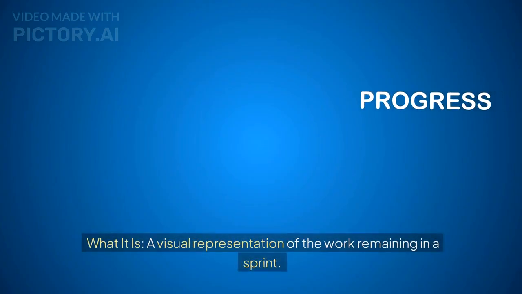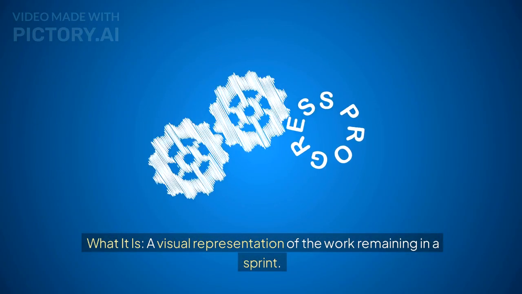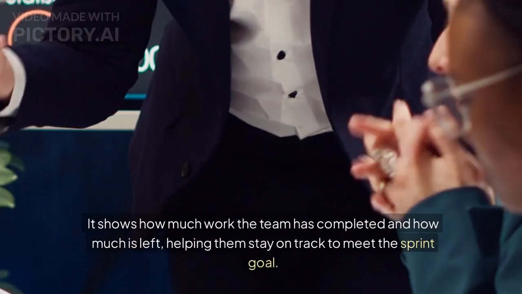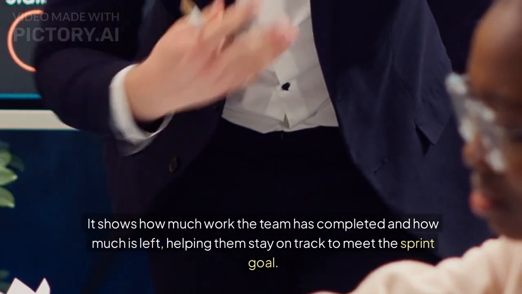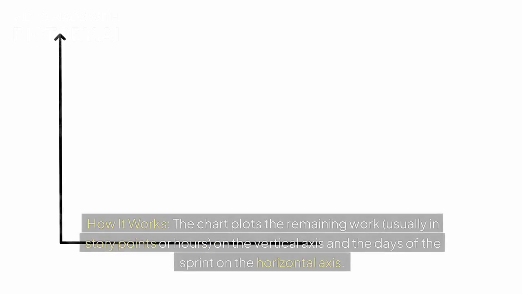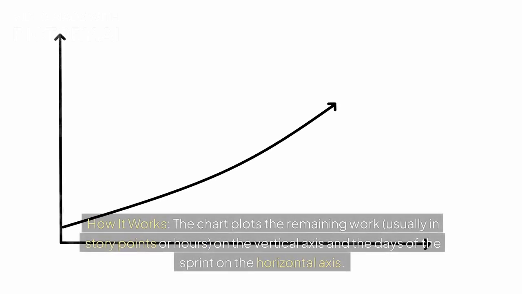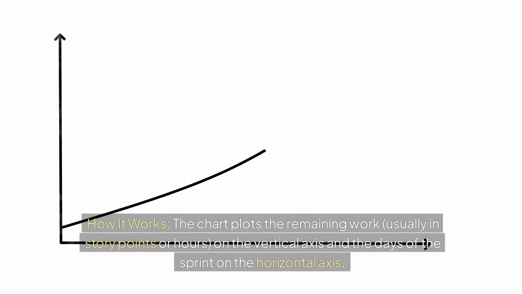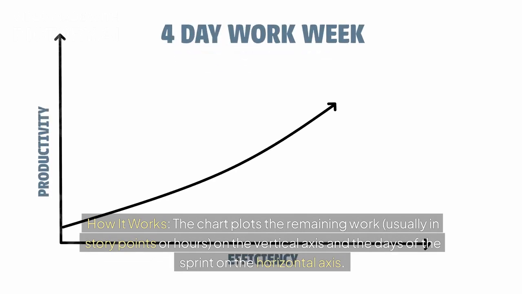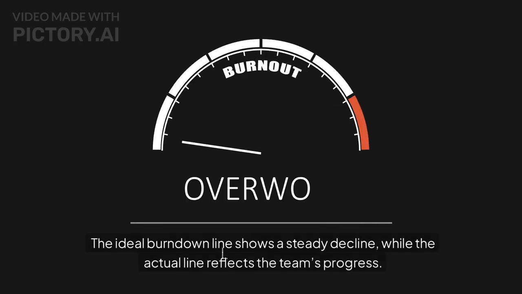What it is: a visual representation of the work remaining in a sprint. It shows how much work the team has completed and how much is left, helping them stay on track to meet the sprint goal. How it works: the chart plots the remaining work, usually in story points or hours, on the vertical axis and the days of the sprint on the horizontal axis. The ideal burndown line shows a steady decline, while the actual line reflects the team's progress.